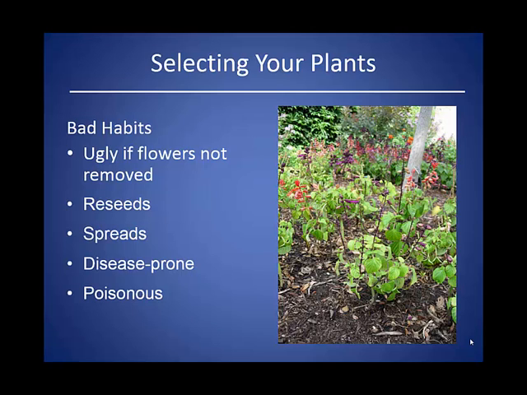And gooseneck loosestrife, that's another one that a lot of people have. That's a perennial. It's not a native. But you start out with a little tiny patch and it spreads all over the place, and spreads via the root system, not through seed.